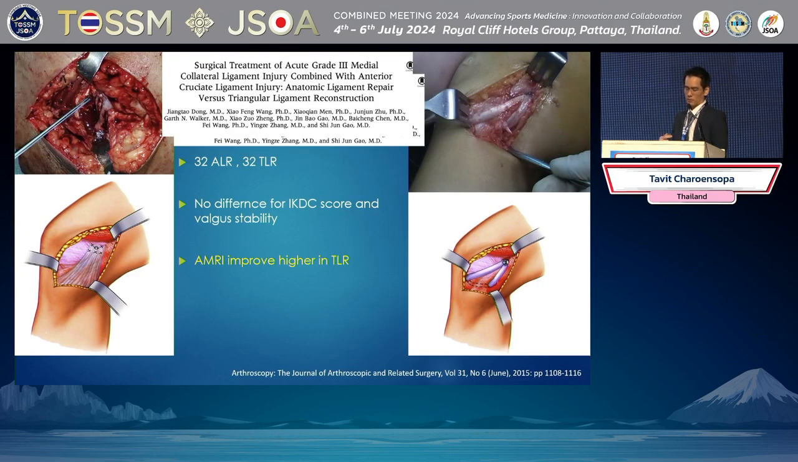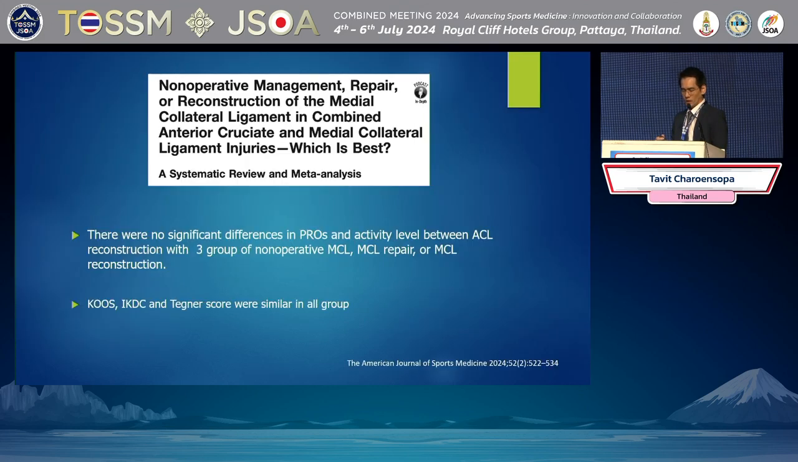In this study, they show the triangular reconstruction technique for the MCL gives more improved rotational stability when compared with the anatomical repair of the MCL. In this meta-analysis, they found no significant difference in patient-reported outcome and activity level between ACL reconstruction with the 3 groups of non-operative MCL, MCL repair, and MCL reconstruction. And the Cincinnati score, IKDC, and Tegner score were similar in all groups.